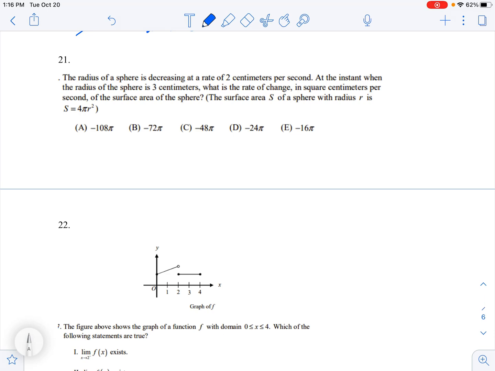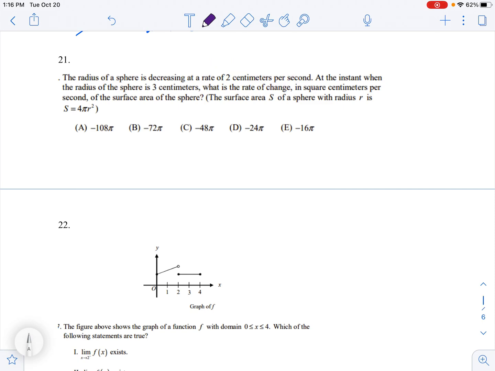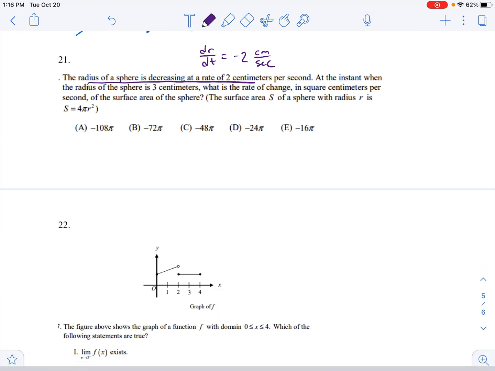Okay, the radius of a sphere is decreasing at a rate of 2 centimeters per second. At the instant when the radius of the sphere is 3 centimeters, what is the rate of change in square meters per second of the surface area of the sphere? Okay, so what did they tell us? Radius is decreasing at this rate. So I'm going to call that dr/dt, and since it's decreasing, I'm going to call that -2 centimeters per second. At the instant, the radius is 3, so we know radius is going to be 3 centimeters. What is the rate of change in the surface area?